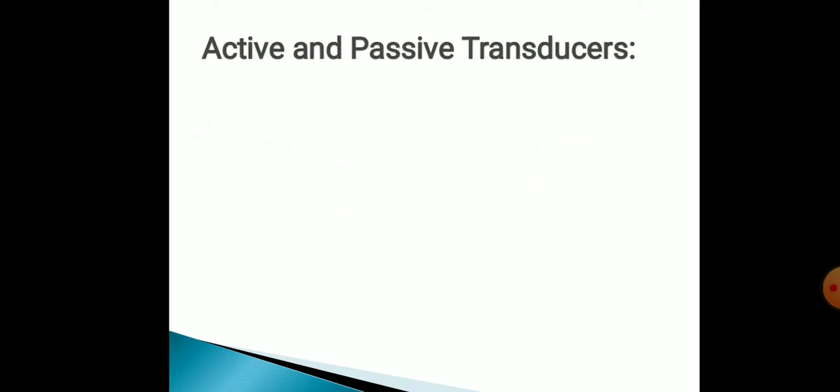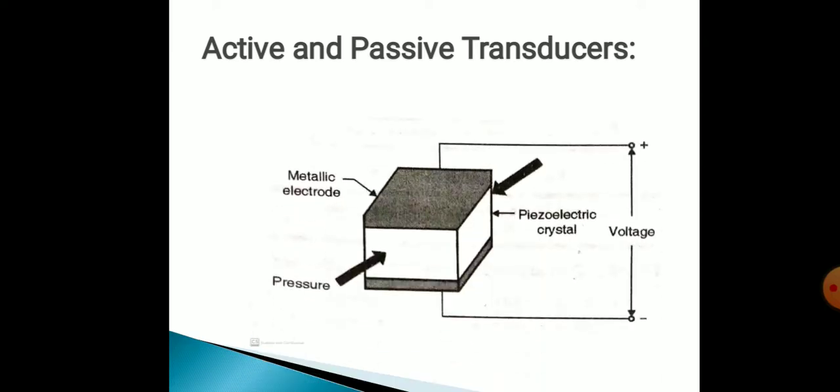Second, active and passive transducers. It consists of a metallic electrode, pressure, a piezoelectric crystal, and the output is in the form of voltage. Active transducers are those which do not require any external power input for their functioning. For example, a piezoelectric crystal for pressure measurement. When differential pressure is applied to the piezoelectric crystal, a voltage is produced across two faces.